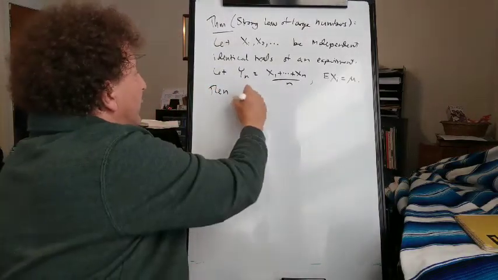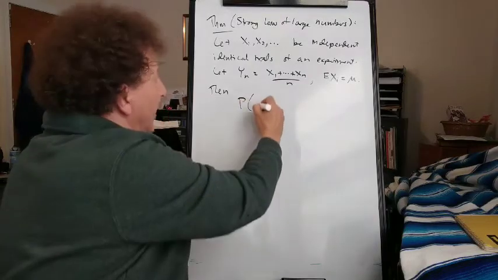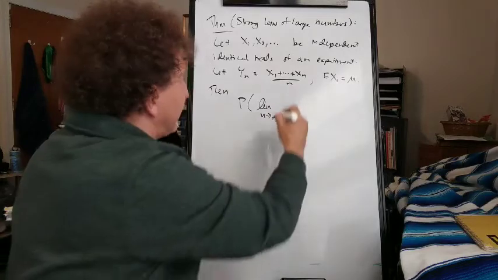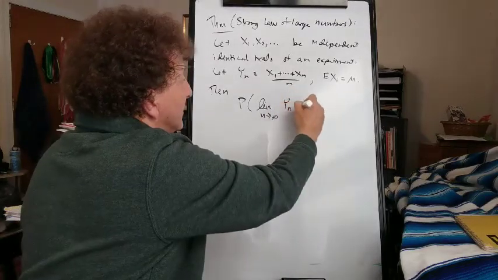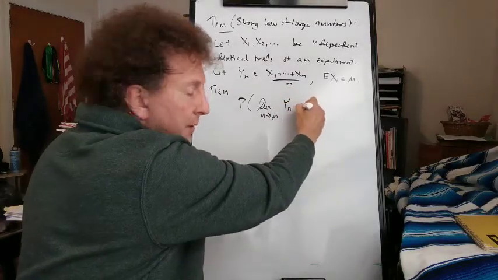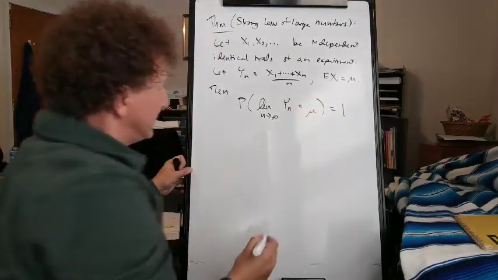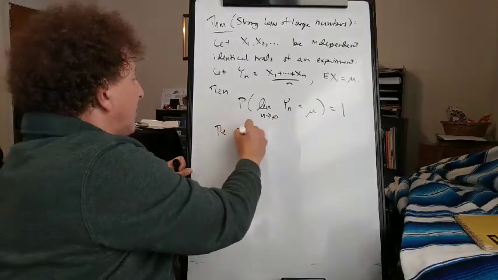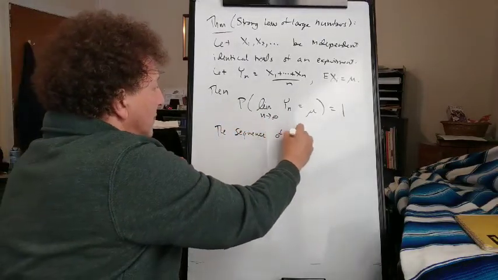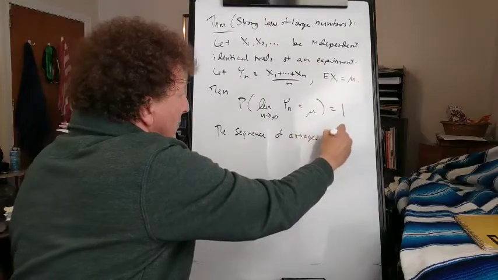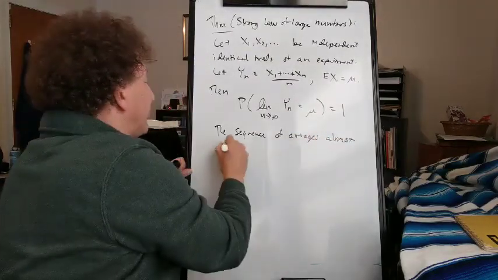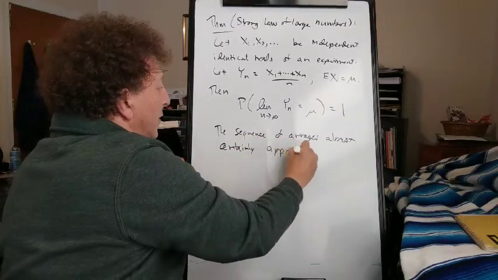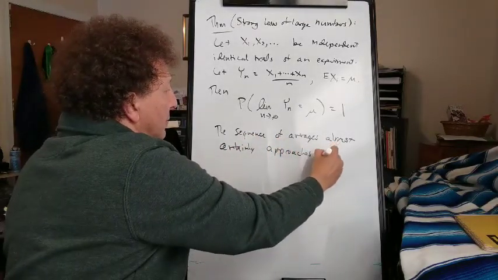Then the probability that the limit as n goes to infinity of Yn equals mu is 1. So this sequence of averages almost certainly approaches mu.